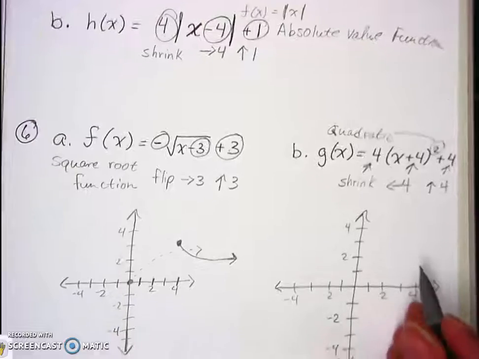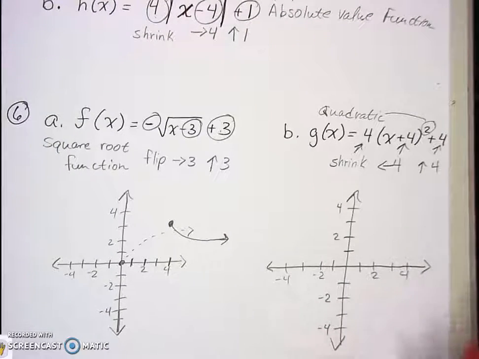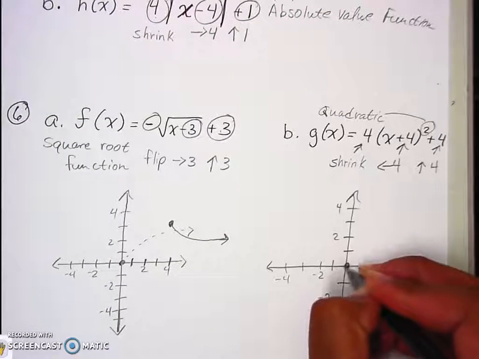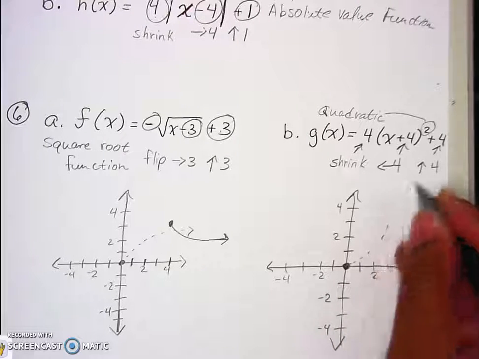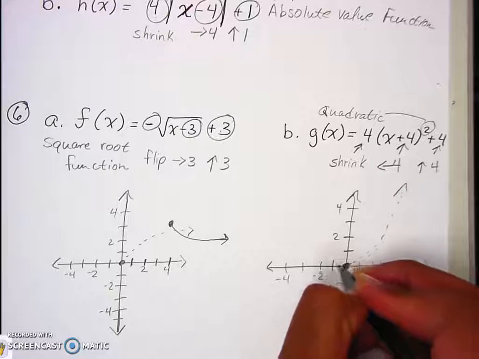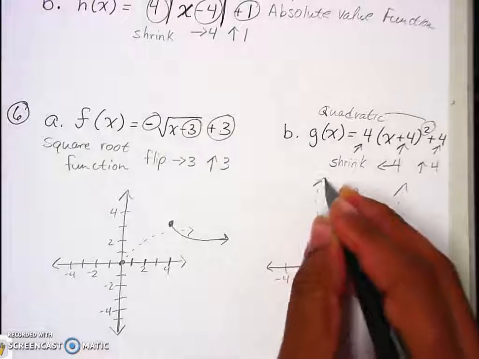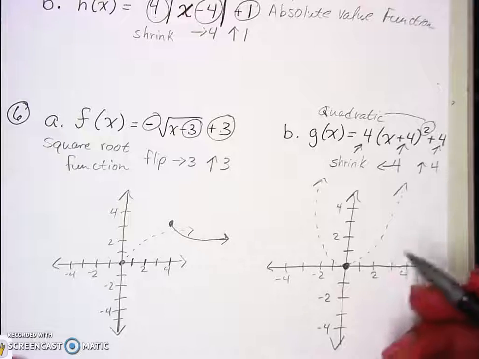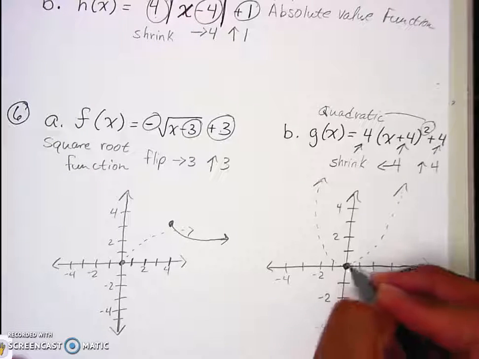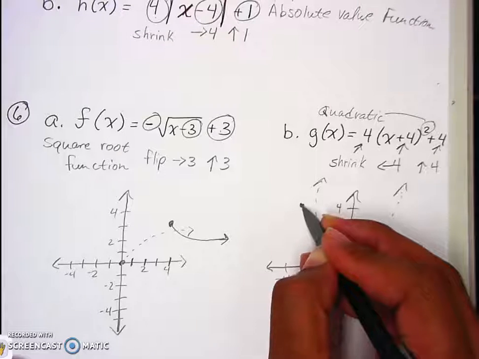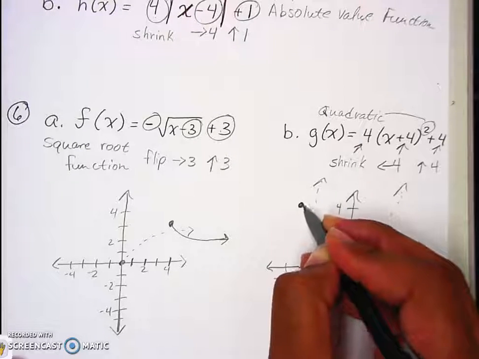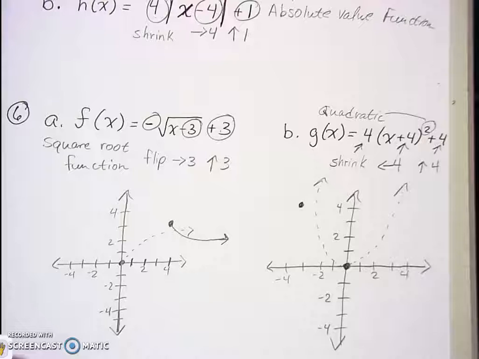All right, so we have all those put there. And again, we start off with our parent graph. That's a U-shaped parabola. All right, and then we just now make our transformations. So we go up 4. We go to the left 4. And we shrink it. So it means it's not as big.